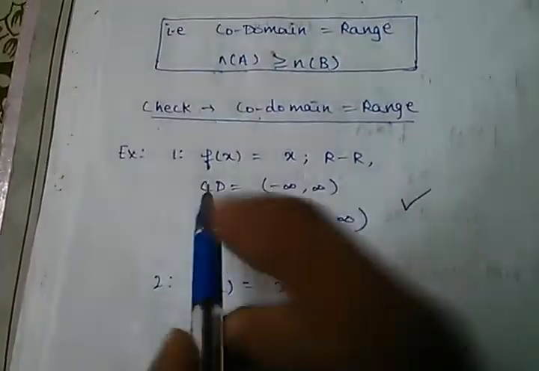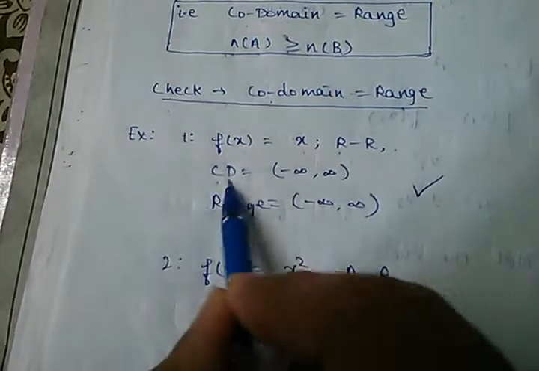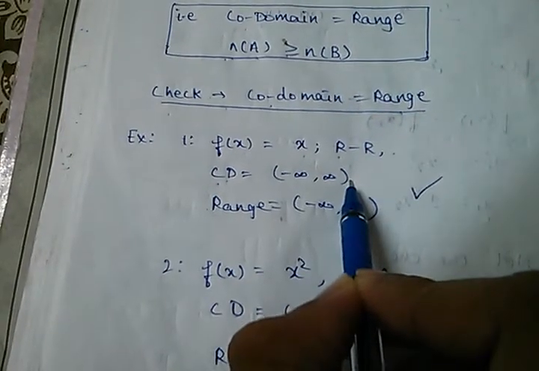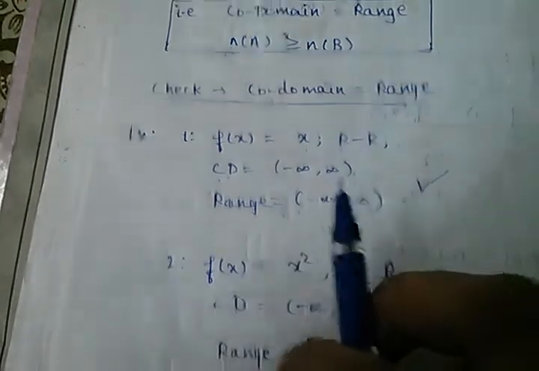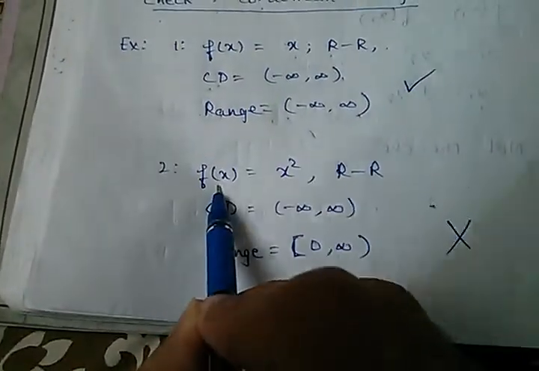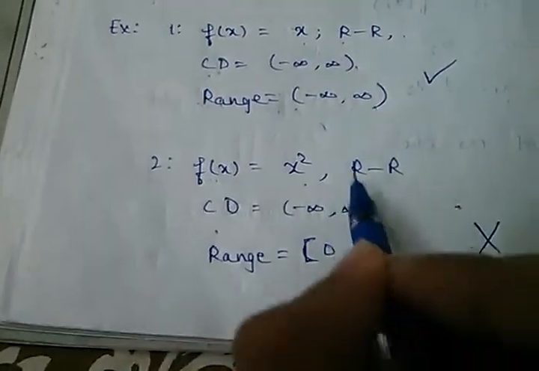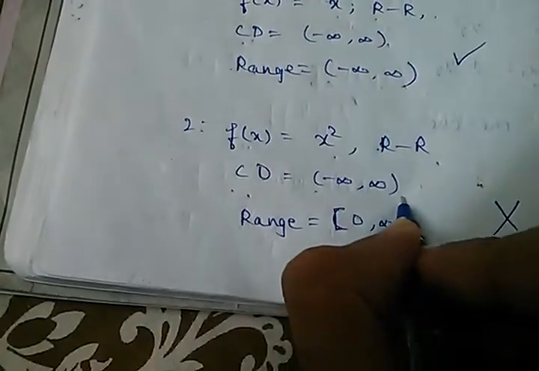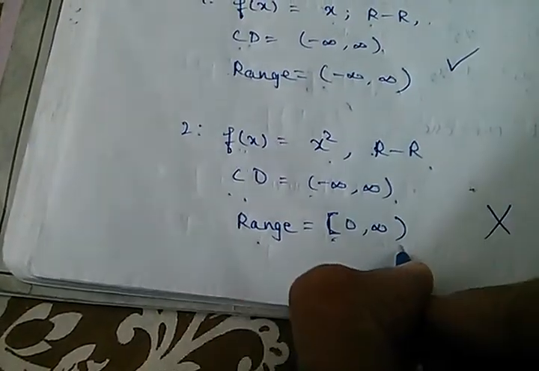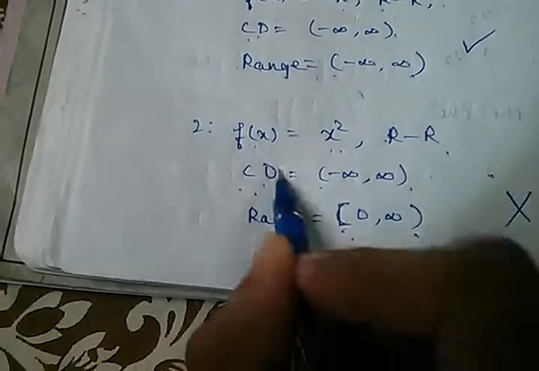For example, if we take f(x) = x from R to R, we can see that the codomain is minus infinity to infinity, and the range is also the same. So this is an onto function. On the other hand, if we have f(x) = x², then from R to R, the codomain will contain all the elements in R, but the range will contain only the positive elements since it is x squared. So the codomain is not equal to the range, hence this is not an onto function.